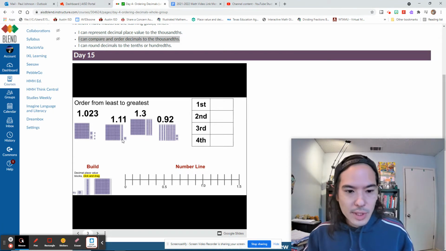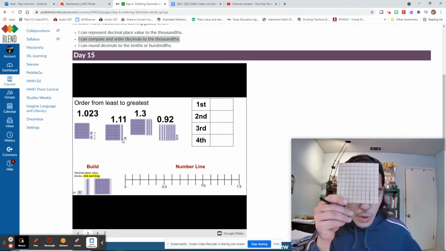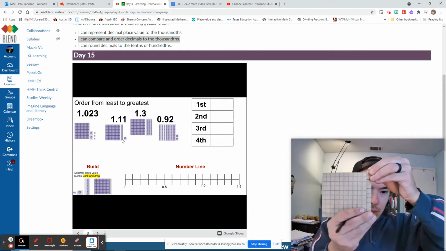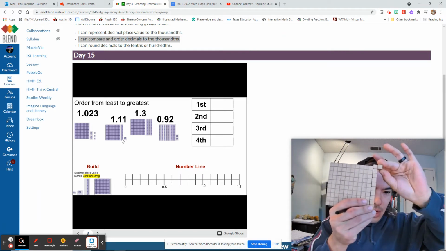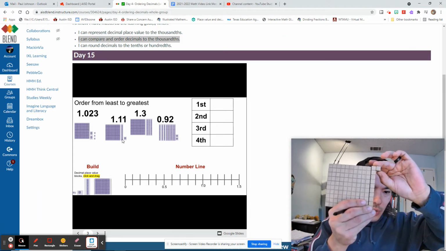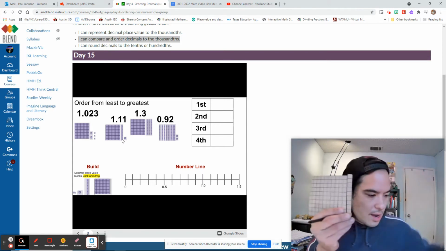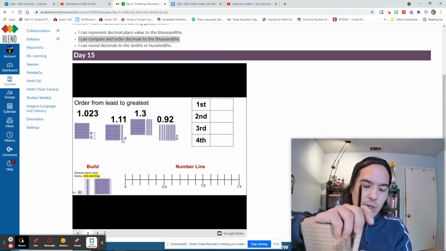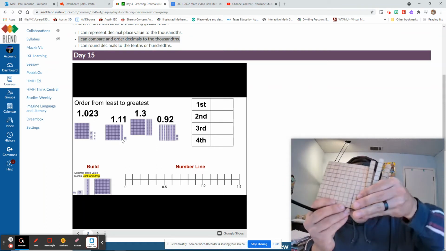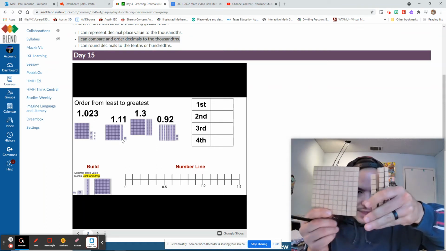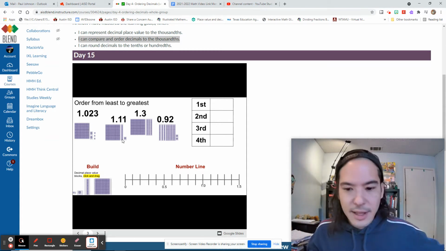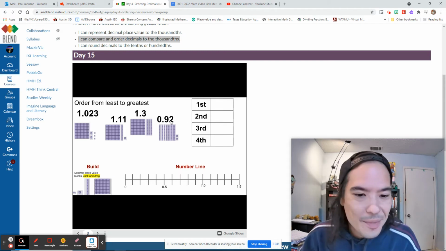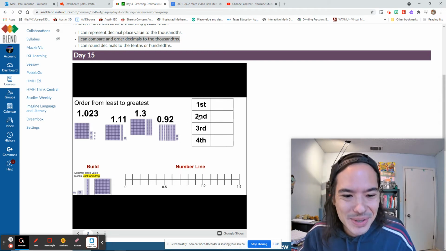All right, the next one we're looking at is one whole, one tenth, and one hundredth. That's why it's one, one, one. One whole, one tenth, one hundredth, one and 11 hundredths. The next one that you're looking at is one and three tenths. So that's one whole and three tenths. And then the last one, I can't make in my hands because I don't have nine tenths around me, but nine tenths and two hundredths, so 92 hundredths.